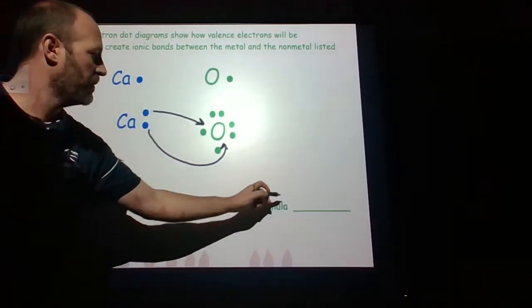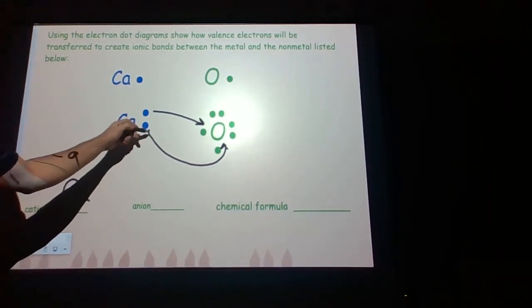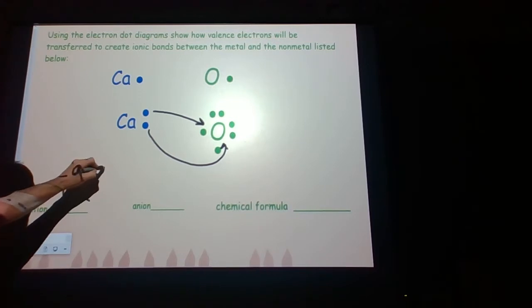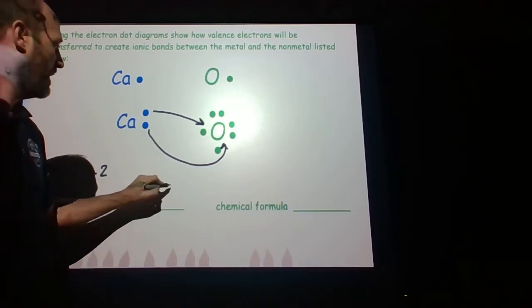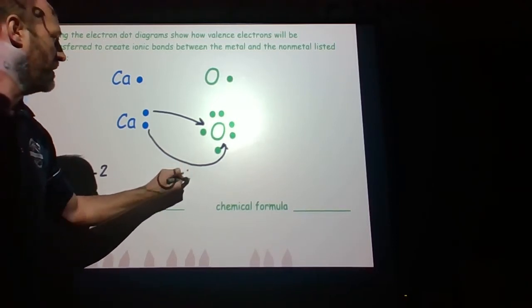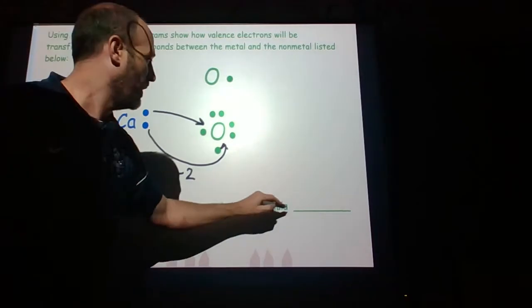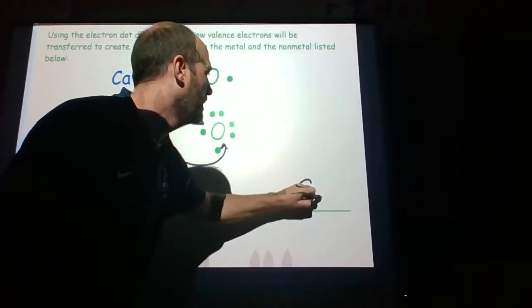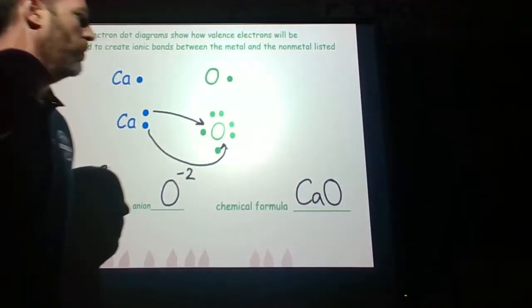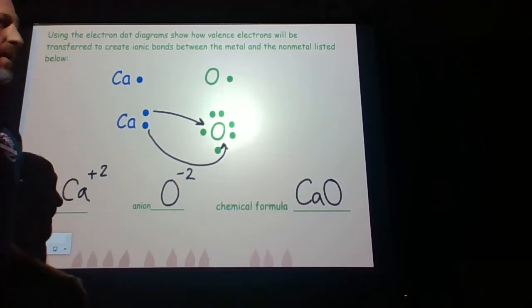So if we skip down to here, the cation is now Ca, calcium. Because it lost 2, it's going to be +2. The anion, O, because it gained 2, is -2. And again, it's not the valence electrons, it's what's our actual formula? CaO. Entry level. Let's kick it up a notch.